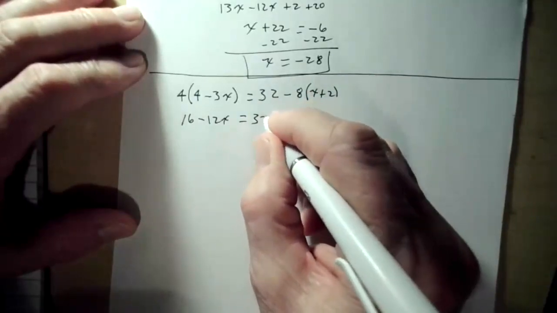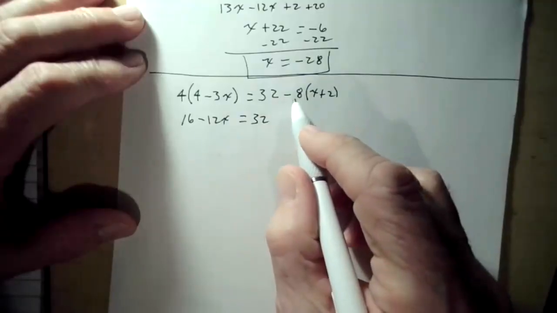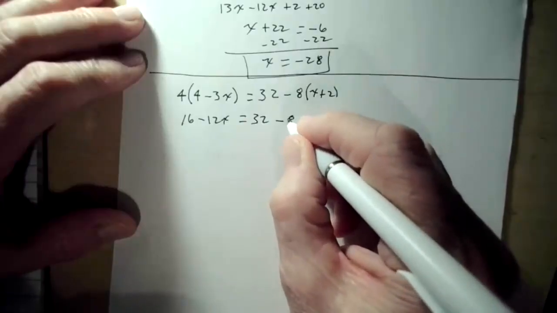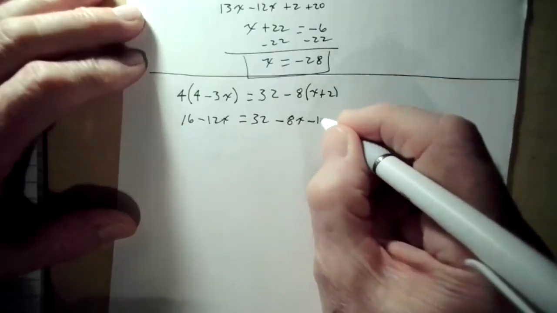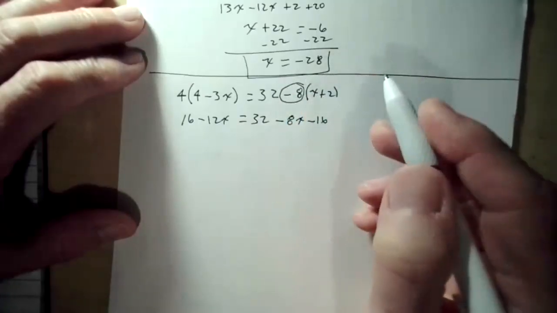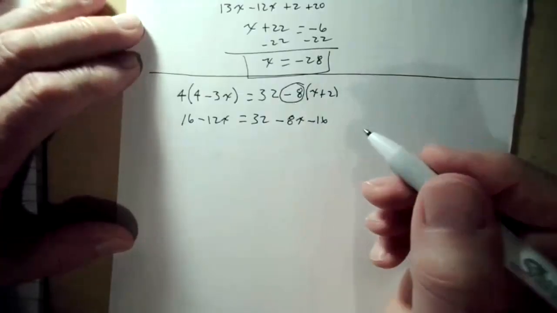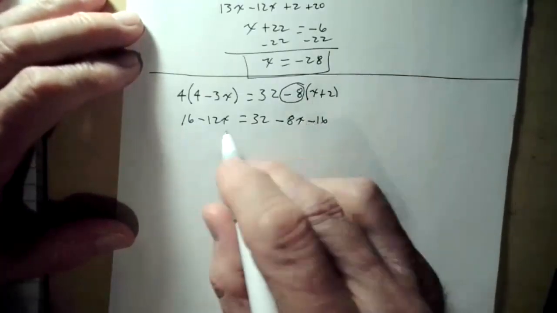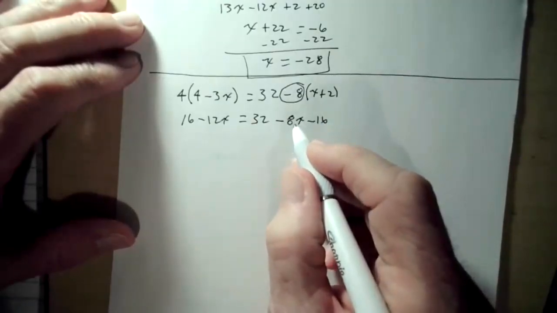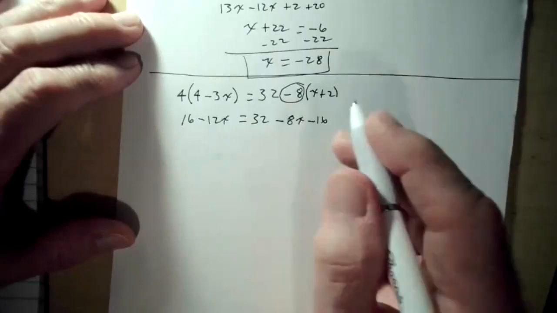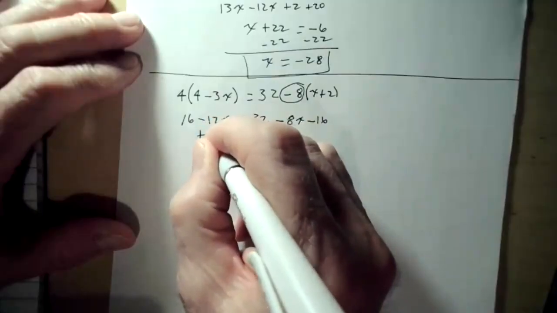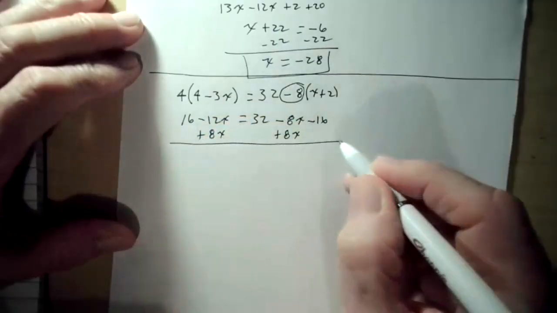Equals. Now we don't really want to do anything with the 32 yet. 32. Now we have negative 8 times everything in here. Negative 8x minus 16. Now what do we do? Combine like terms? No. Move the variables first. So add 8x to each side.